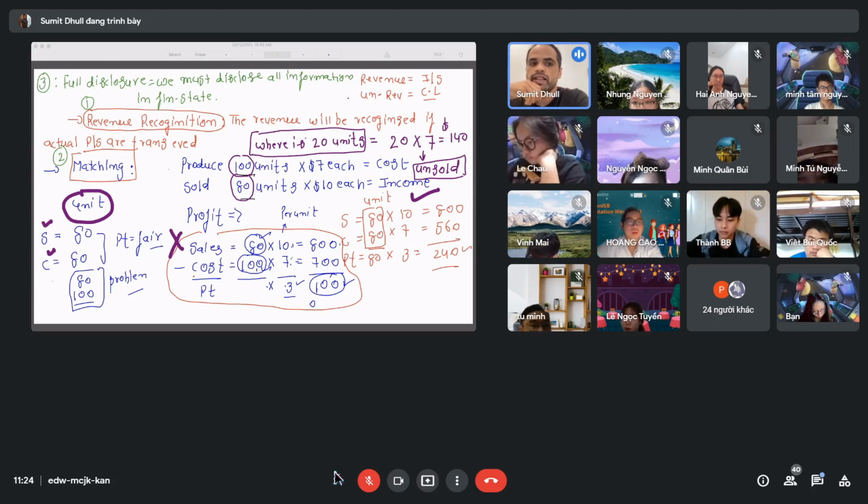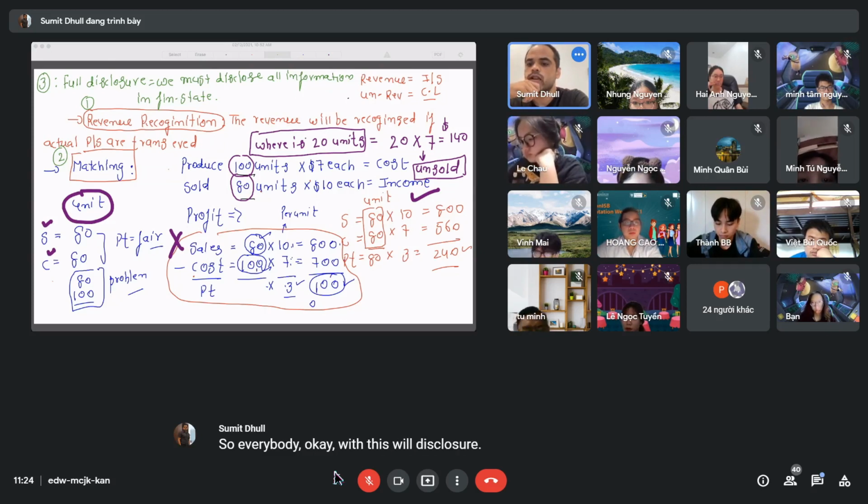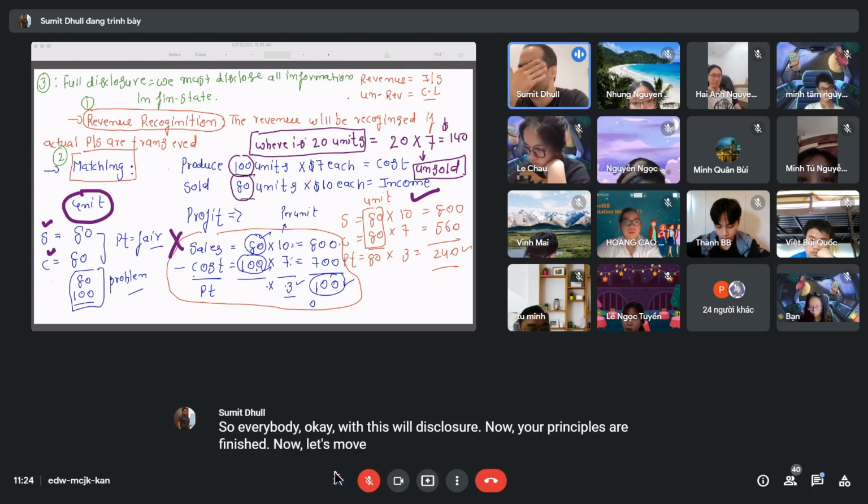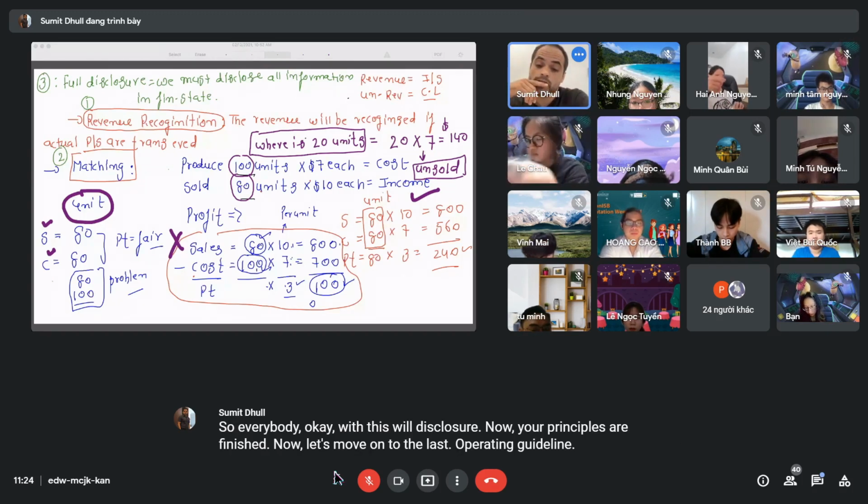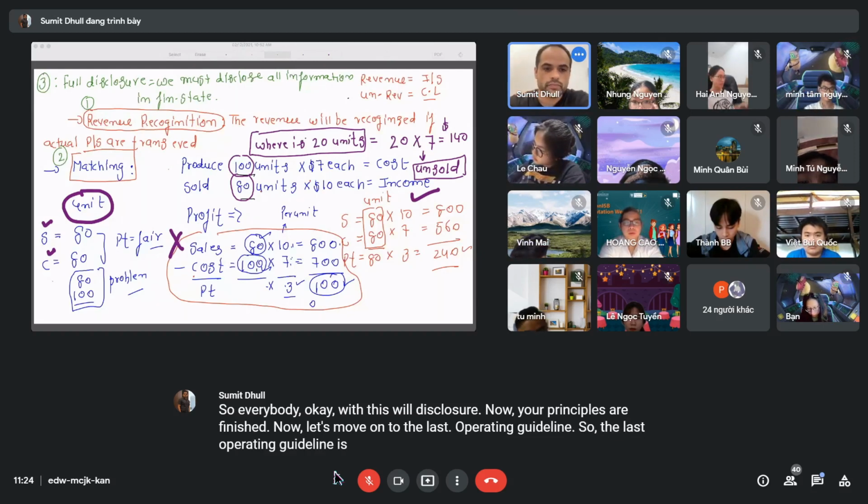So everybody okay with this full disclosure? Now your principles are finished. Now let's move on to the last operating guideline. So the last operating guideline is constraint.